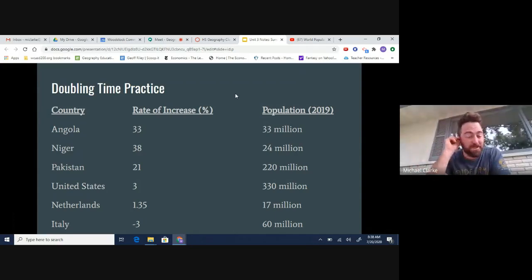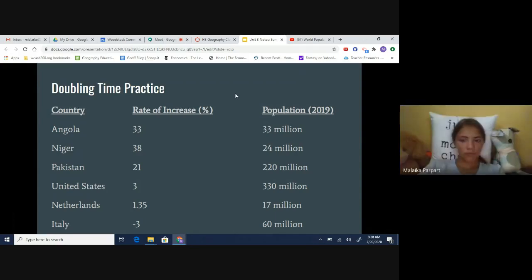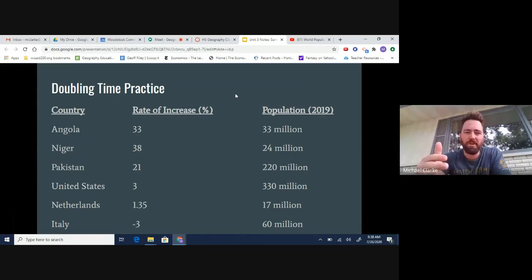And what this means is, because it's a negative number, that Italy's population is falling by 3% every year. So in 23 years, like he just said, their population is going to go to 30 million people. All right. So hopefully, guys, this gives you a good appreciation of the importance of doubling time and increase rate.